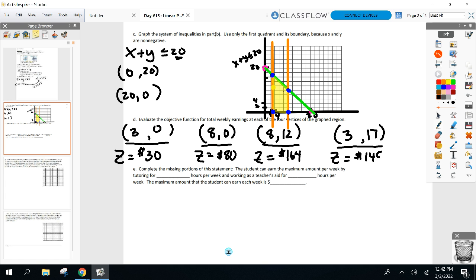And in these problems, we're always looking for the max. We want to make the most amount of money possible. So based on the restrictions that I had, I'm going to make a max total of 164 by how many hours a week tutoring? 8 hours a week. Tutoring for 8 hours a week and working as a teacher's aide for 12, that would make a maximum amount of 164. This is how these are done. So based on these restrictions, tell me the maximum amount I can make.